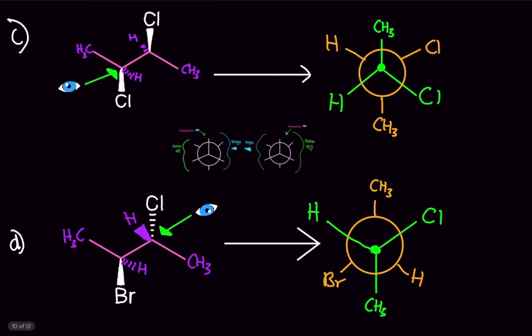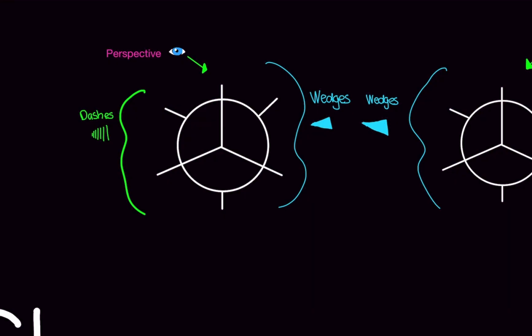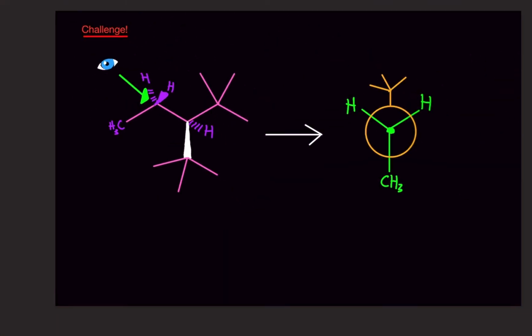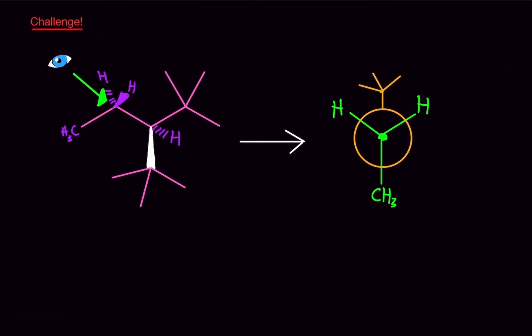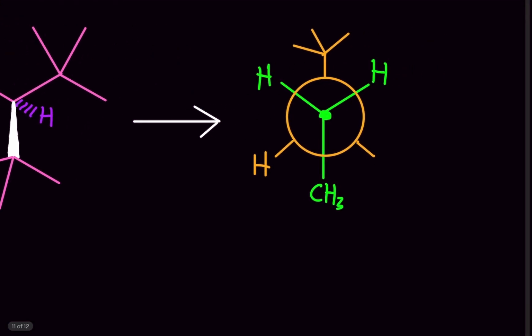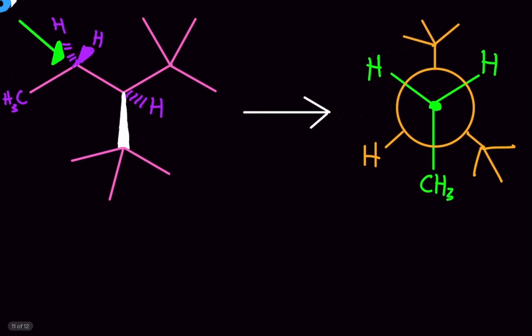Well, let's go back to our cheat sheet. We're looking at this perspective. Wedges are on the right-hand side, dashes are on the left. So this wedge will be on the right-hand side and this hydrogen will be on the left. So let's do the hydrogen first. There we go. Now, this wedge, all we have to do is draw in the little line here to signify it's coming out of the carbon. And all you have to do is just draw in the rest of the molecule. This is a tert-butyl group, by the way. It looks like a tree. And there you go. That's it.